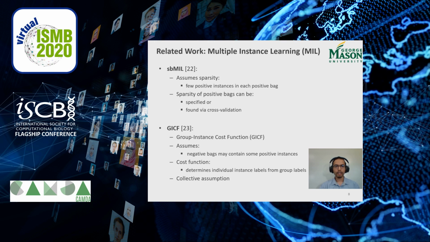So SBMIL relaxes the assumption of MI-SVM by saying that in positive bags there will be few positive instances. On the other hand, GICF relaxes that assumption even further by saying that negative bags will contain some positive instances, making GICF more practical for other problem setups because it allows for bags to have both positive and negative instances.